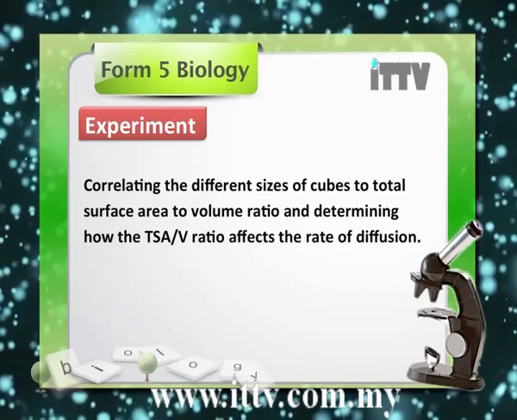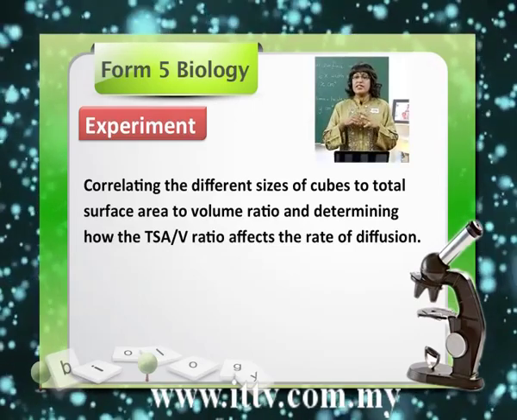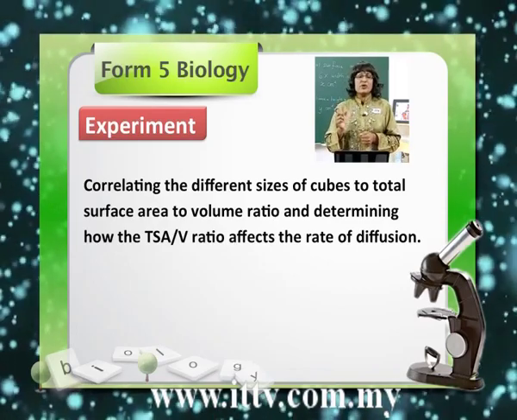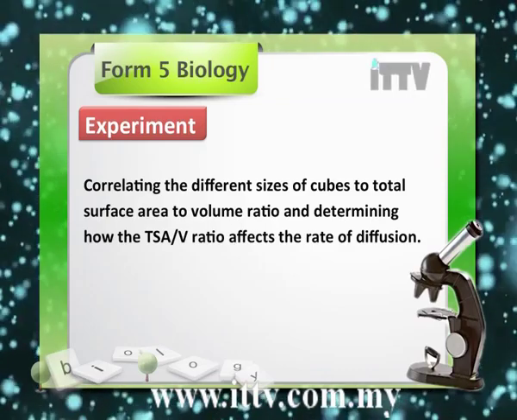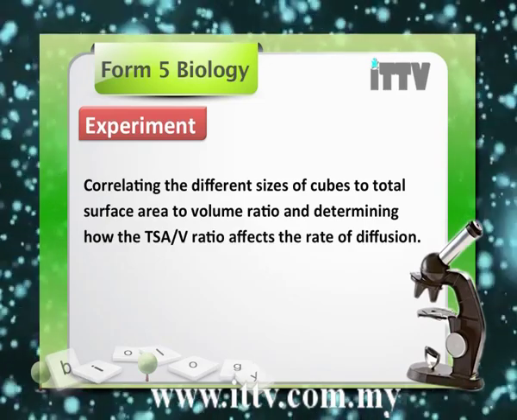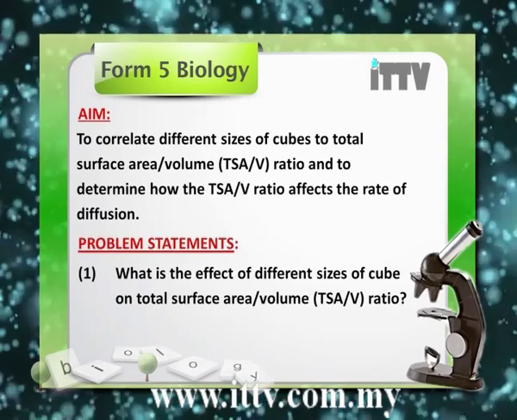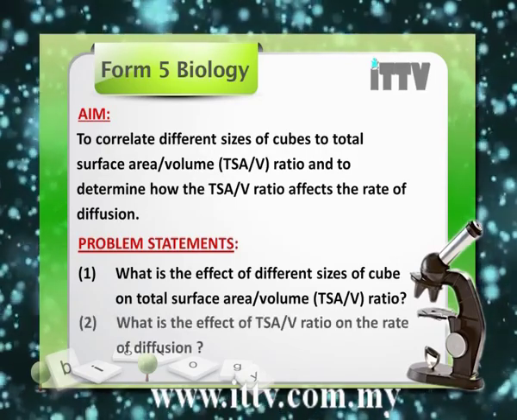Now let us do a small activity to determine the different sizes of cubes and their correlation to the total surface area to volume ratio, and how this ratio contributes to the rate of diffusion. In this experiment, our aim is to correlate the different sizes of cubes to the total surface area over volume ratio, and to determine how the total surface area to volume ratio affects the rate of diffusion.